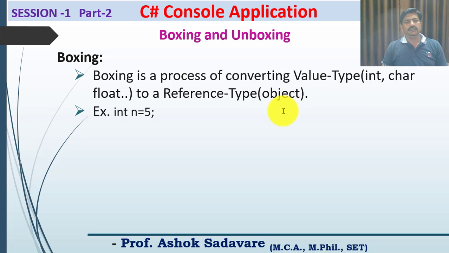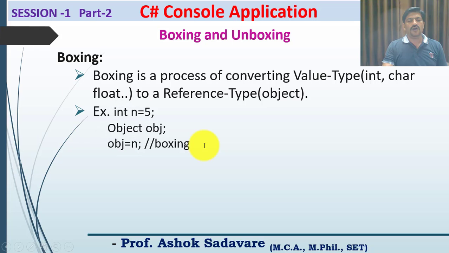Let's see an example. Suppose n is a variable of type integer having value 5, and obj is an object of type object. Here object is the topmost base class of all data types. So I am going to assign the value of n to obj, that is, the object type variable. Here the boxing process is performed. When a value type variable, n, is assigned to the object type, the process is called the boxing process.